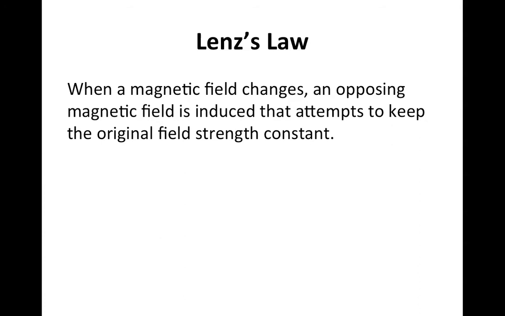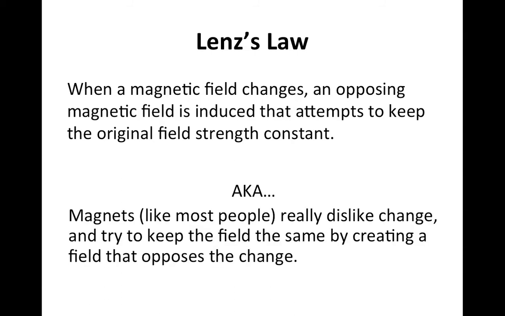That's kind of like what magnets do. If there is a changing magnetic field, they really fight that, and so they create an opposite magnetic field against the change to keep them the way they always have been. Now, they usually don't win, so that's why it says attempts. It tries to, but it induces this opposite magnetic field to keep the magnetic field constant against the change. In simpler terms, magnets, like many people, really dislike change, so they try to keep the field the same by creating a field that opposes and undoes the change.